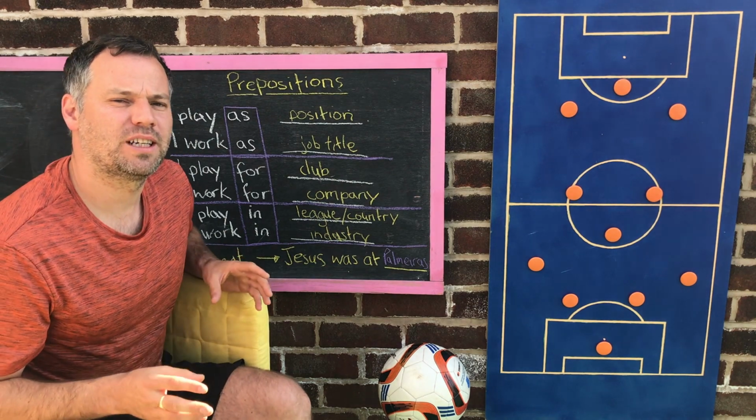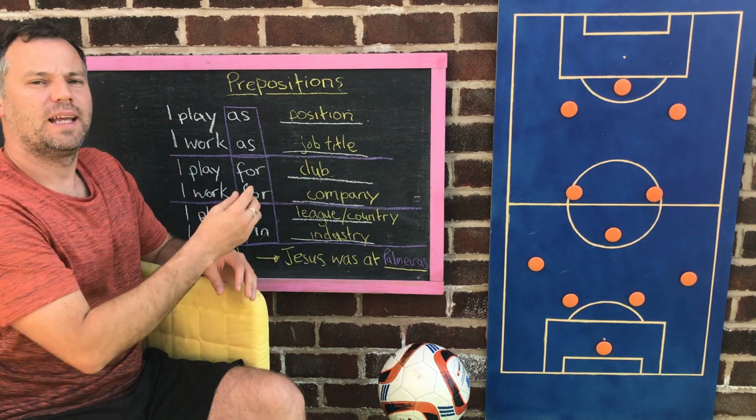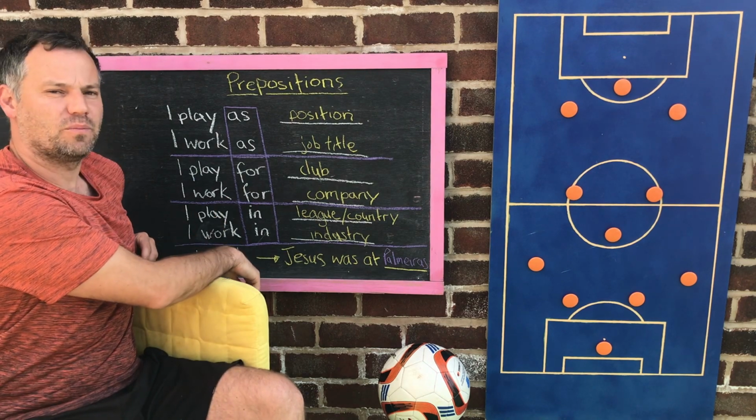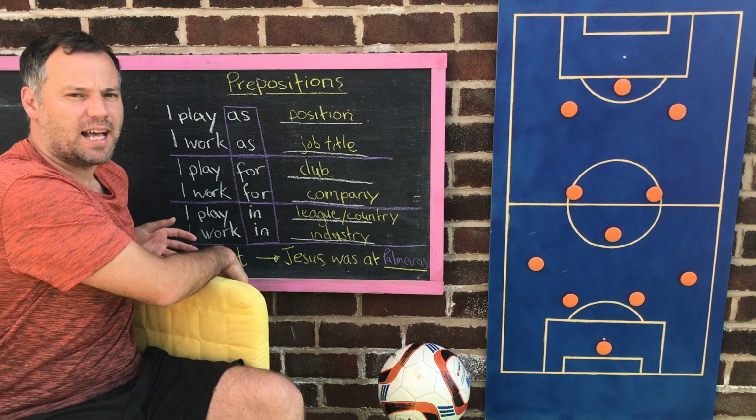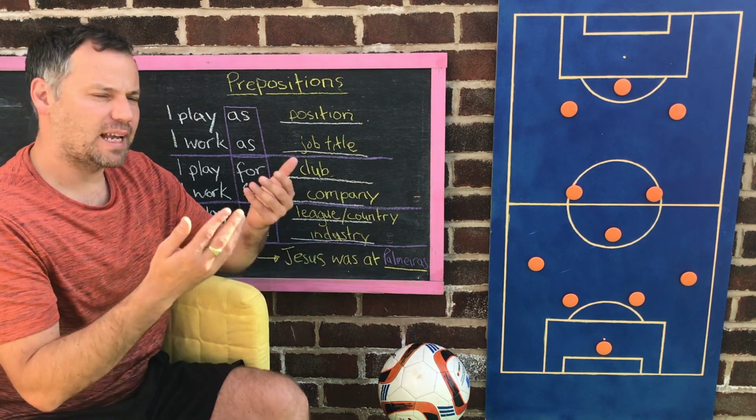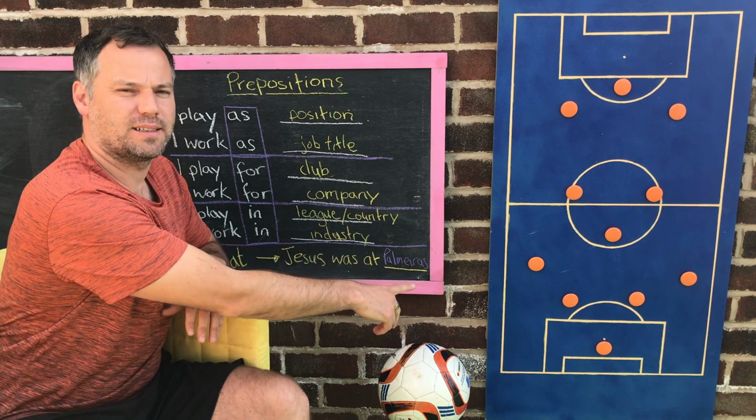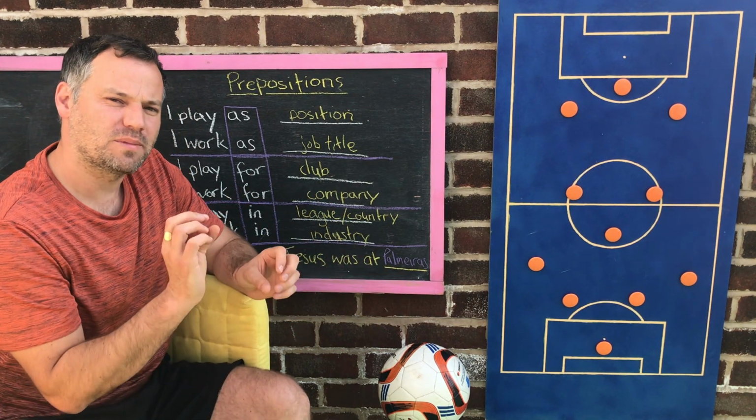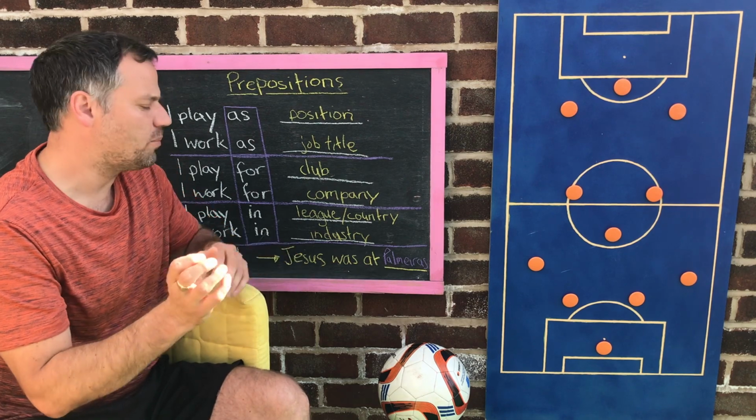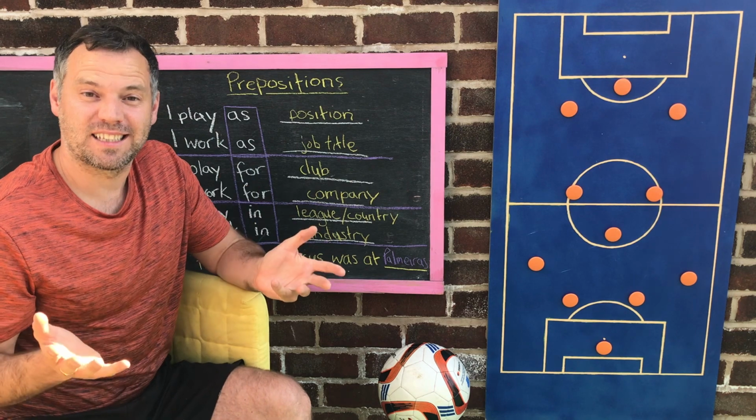Another preposition that is useful, very similar to I play for, is to be at somewhere, to be at a club. So we use the preposition at. So for example, Gabriel Jesus, he was at Palmeiras in Brazil before he came to England. So I sometimes see students using the preposition in, but here we use the preposition at.